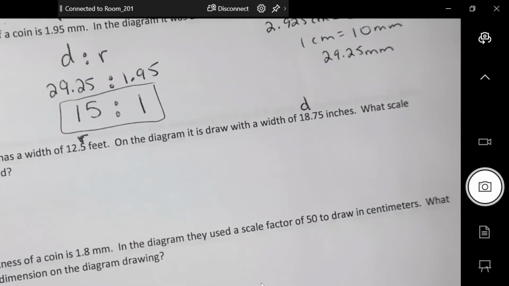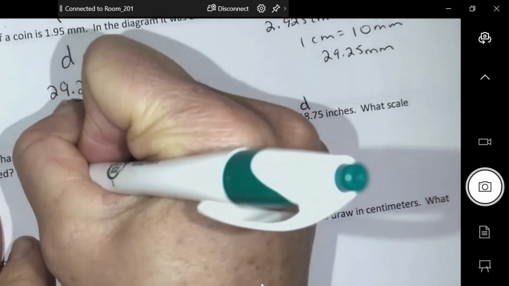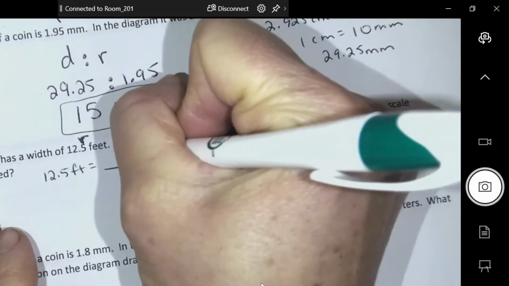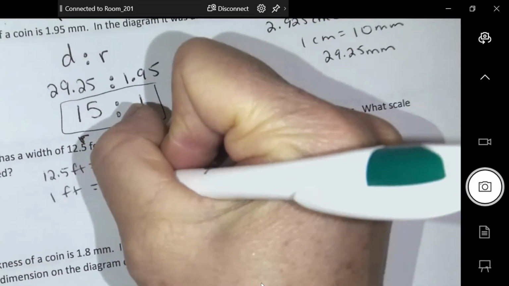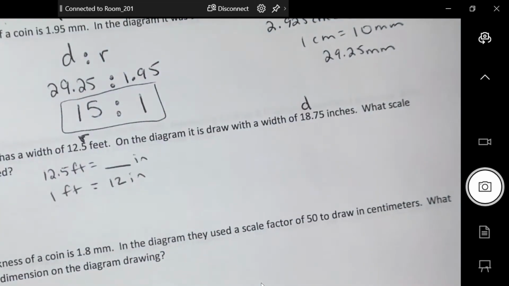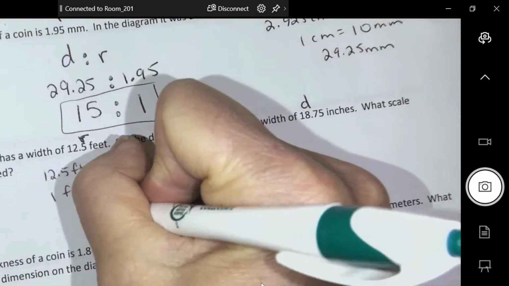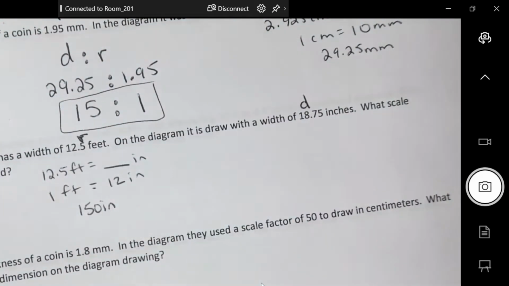Okay, next problem. We got feet and inches. So, which way are we going to go? Change to inches. Ooh, you got to use your rulers yesterday. How many inches do you have inside a foot? 12. Okay, so there's a conversion.